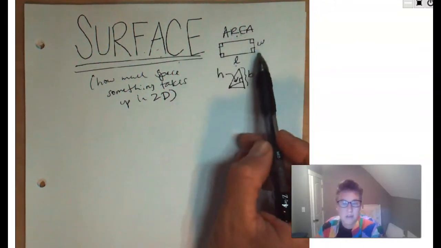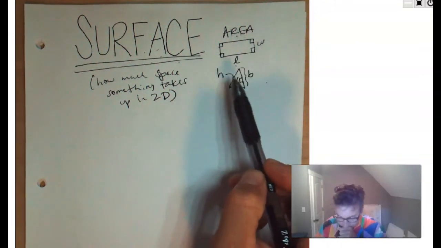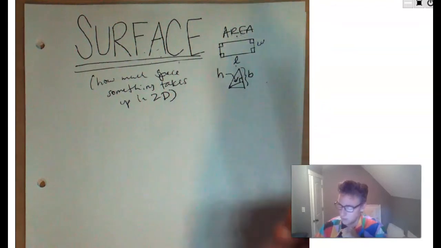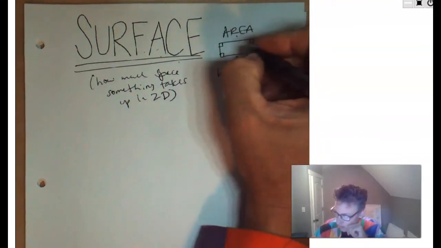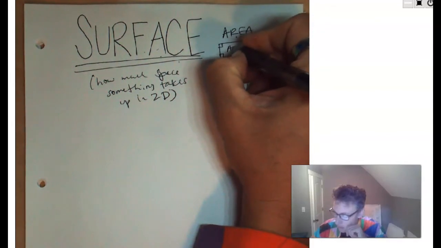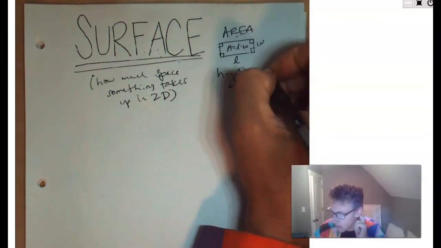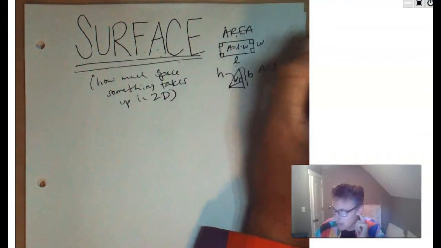You know how to find the area of rectangles. You know that's length times width. You know how to find the area of triangles. You know that's 1/2 base times height. Let me just write that. A equals length times width, and a triangle's area is 1/2 the base times the height.